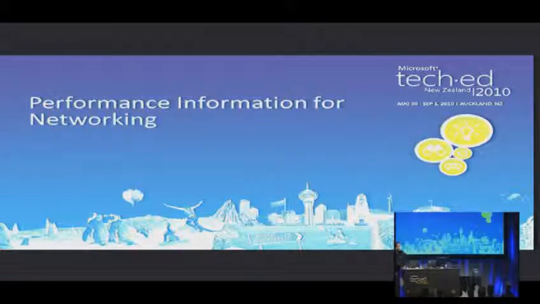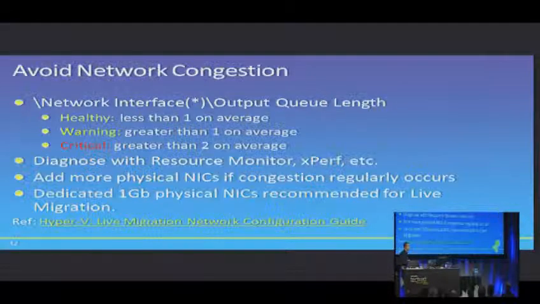Now I'd like to jump on to networking. The first thing, let's talk about some of the counters. One of the best ones to look at is the output queue length. And the first place you should look is the output queue length on the physical network card. When you go to perfmon, you will see counters exposed for the physical network card and also for the virtual network card that we expose into the parent partition if you've selected that option. You should be looking at the physical network card.